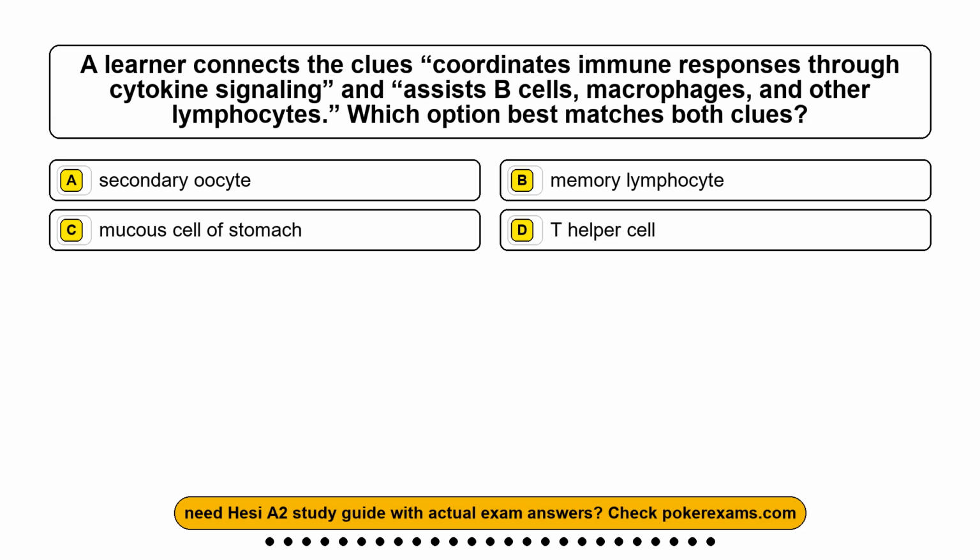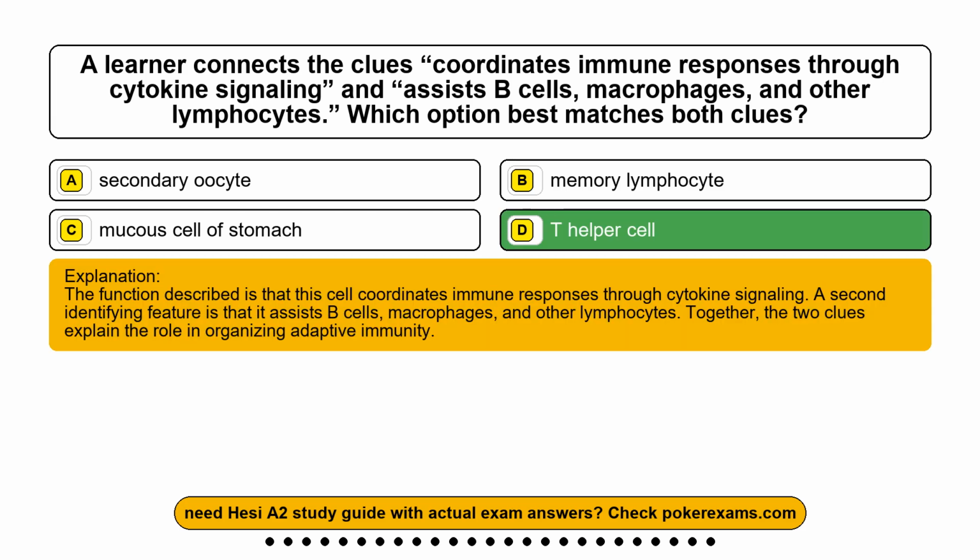Option C, mucus cell of stomach. Option D, T helper cell. The correct answer is option D, T helper cell. The function described is that this cell coordinates immune responses through cytokine signaling. A second identifying feature is that it assists B cells, macrophages, and other lymphocytes. Together, the two clues explain the role in organizing adaptive immunity.